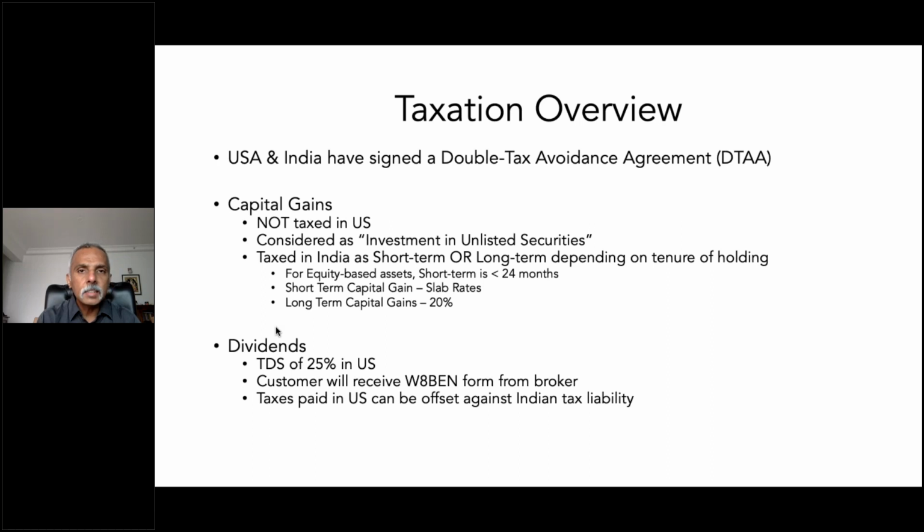In India, you're taxed either at the rate of short-term capital gains or long-term capital gains, depending upon your holding tenure. Anything less than 24 months for investment in unlisted securities is considered short term. Anything more than 24 months is considered long term. If it is long-term capital gains, the tax rate is 20%. If it is short term, it is the same as your marginal rates or the slab rates that the income tax department provides.